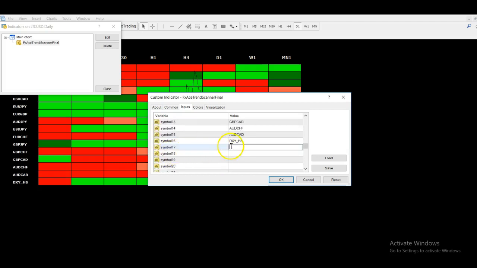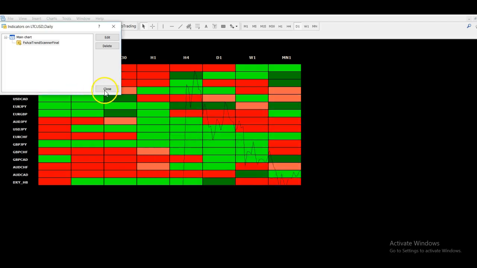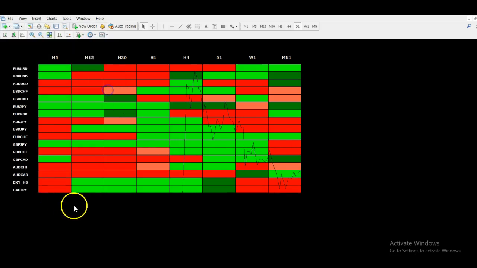To add a currency pair, say you want to add an asset pair, I haven't got the CAD yen in here, so I'll just go like that, type in CADJPY and hit OK, and you will see the CAD yen loading on the chart. There we go. As you can see, automatically this loads up and gives the trend direction. You can see the 4 hour, the 1 hour, the 30 minute and the 15 minute are all down. The daily's starting to turn bullish also.